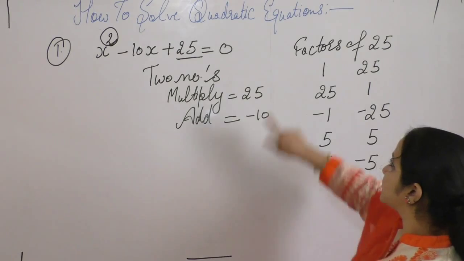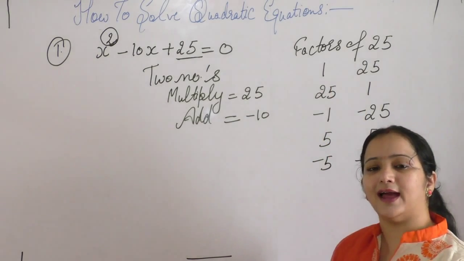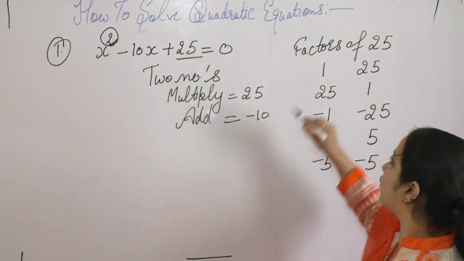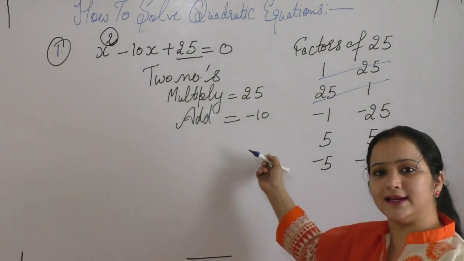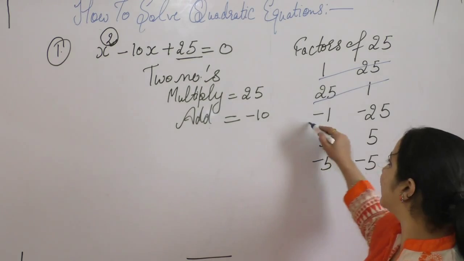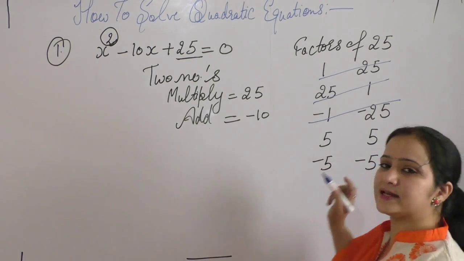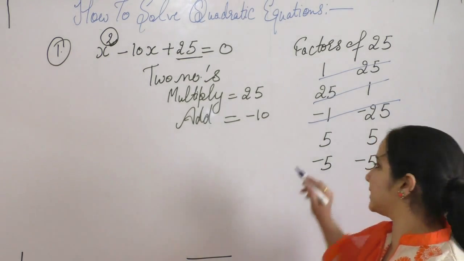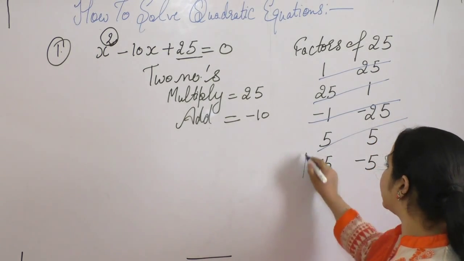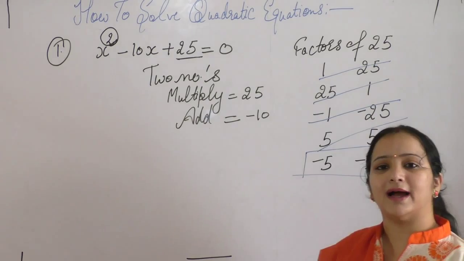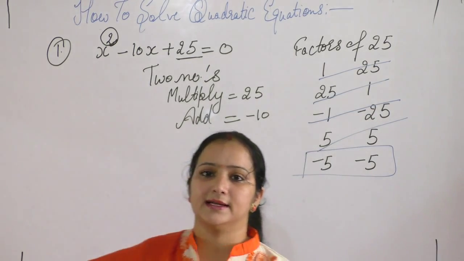Let us see the first factors, 1 and 25. Adding these, 25 plus 1 is 26. Then 25 into 1 with minus 25 and minus 1: when we add these numbers, minus 26. 5 plus 5 is 10, not minus 10. And minus 5 plus minus 5 is minus 10. So the numbers are minus 5 and minus 5.